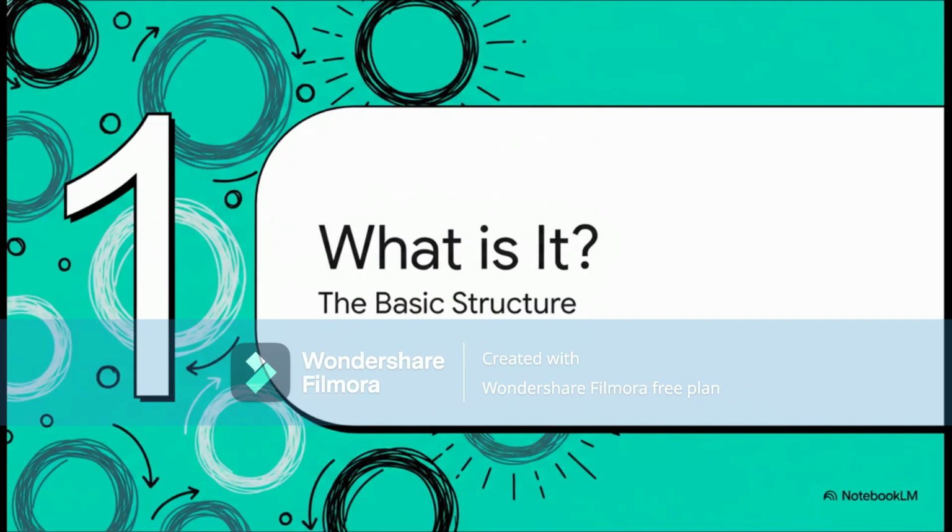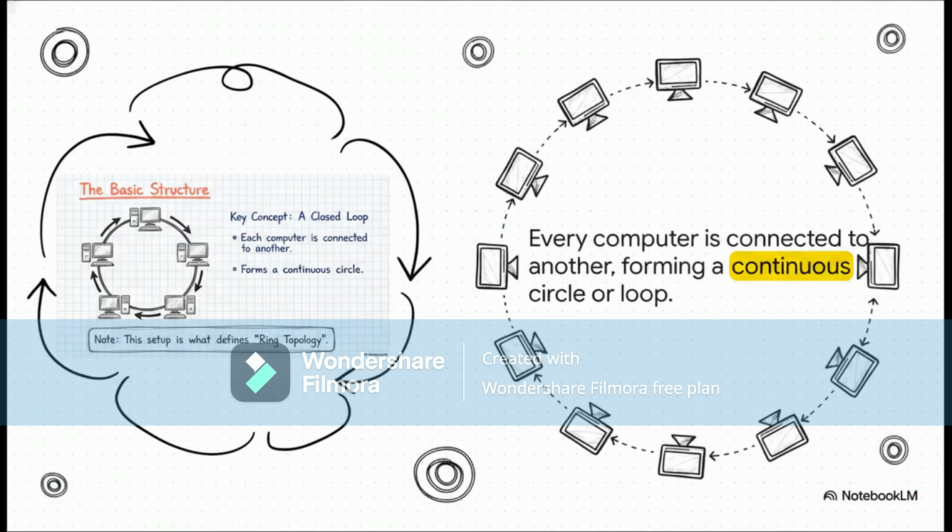Okay, first section, let's really break down the basic shape and the parts that make it up. What actually makes a network a ring? The main idea here, the absolute core concept, is a closed loop. See, in a ring topology, every single computer is connected to exactly two others, one on its left and one on its right. And that setup creates this continuous, unbroken circle for data to travel on.